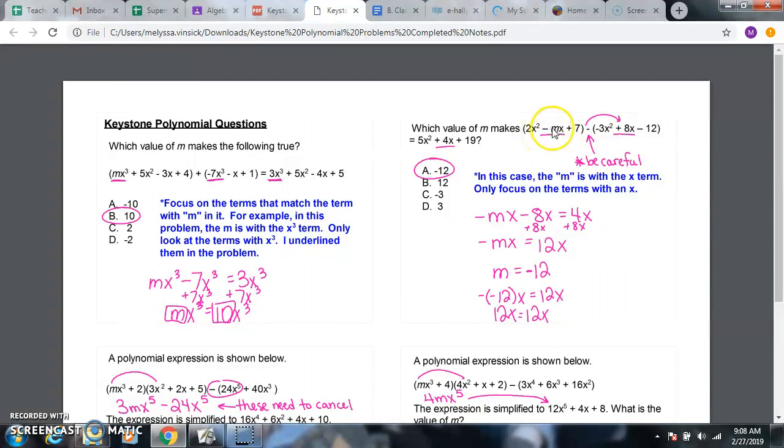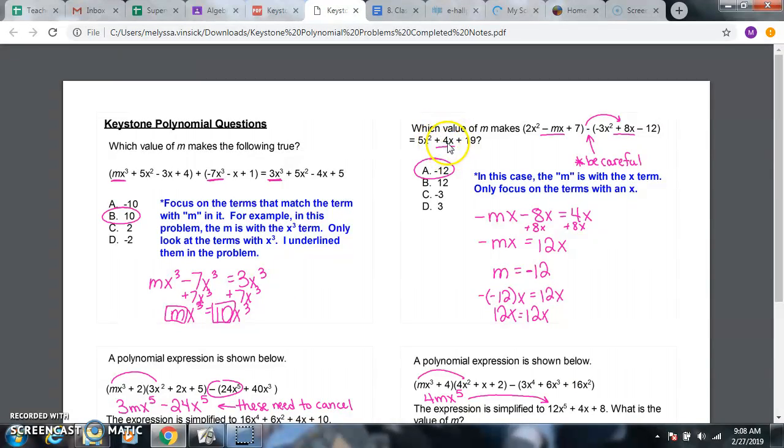Okay, negative mx. Then I have subtraction for this second set. You have to be really careful when it's subtraction. Because this is subtraction, remember that it changes the sign of everything in this second set. So this is no longer going to be a positive 8x. Because it's subtraction, that turns into a negative 8x when I pull it out of the problem. So I have a negative mx minus 8x has to give us 4x as the final answer.